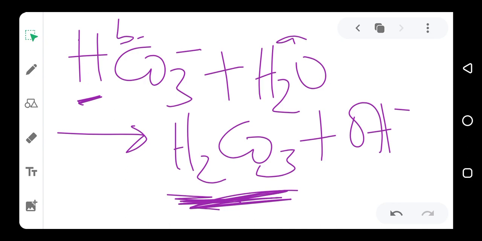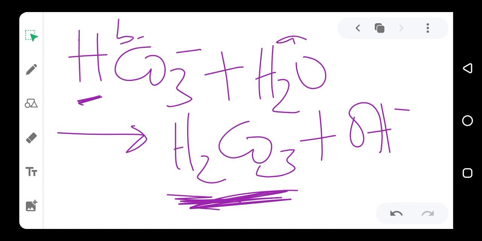Like HCO3, it has only one hydrogen on the left hand side, but on the right hand side it now has two hydrogen atoms, which means the hydrogen atom has increased. So the one where the hydrogen atom has increased is acting as a base. So this one is now a base. The one where the hydrogen atom has reduced is acting as an acid. So water here, the hydrogen atom has reduced from 2 to 1, so it is acting as an acid.